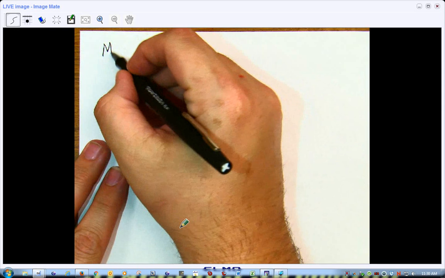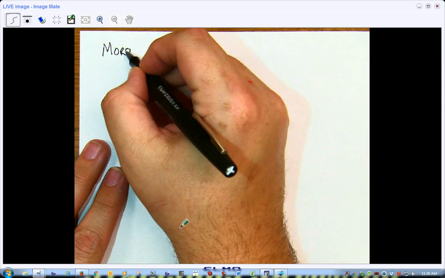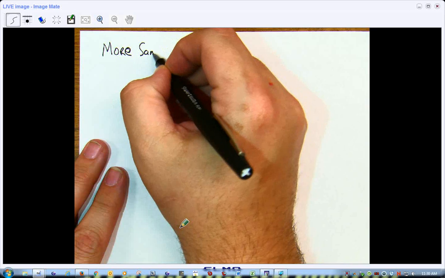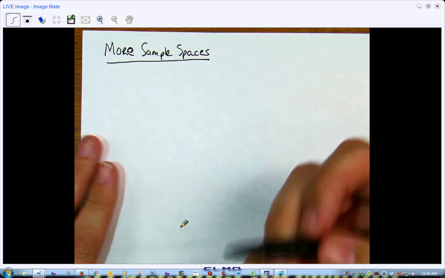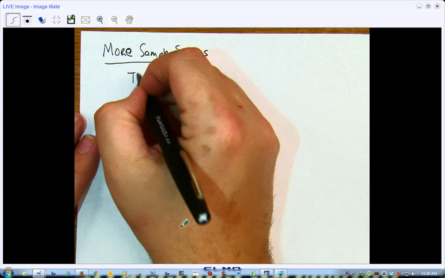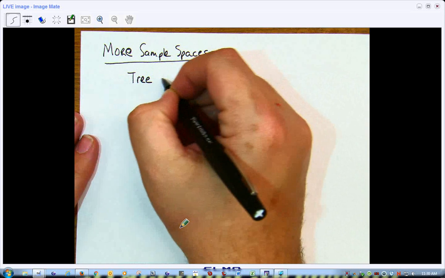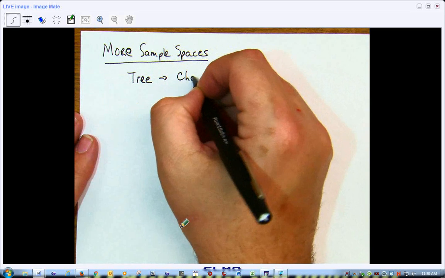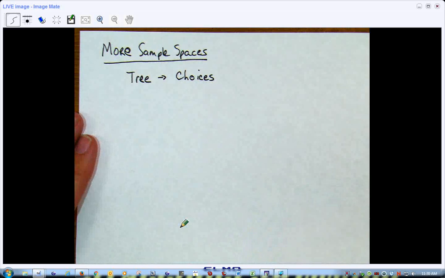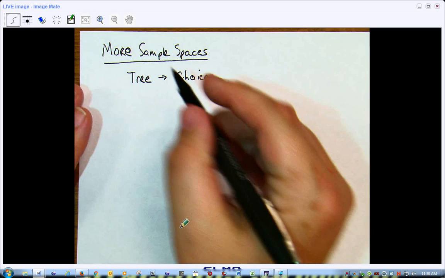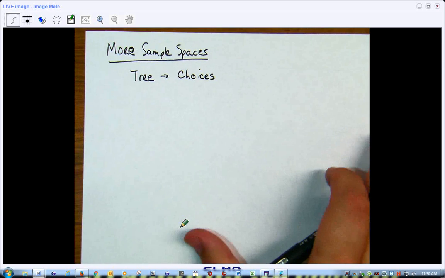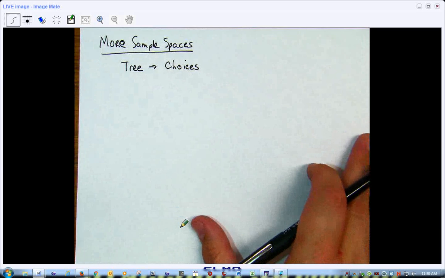Alright, now we have more sample spaces. A table's really good, but a tree is good when you have choices. And the tree is another nice way of kind of figuring things out. Now, here's an example of when you would want to use a tree.